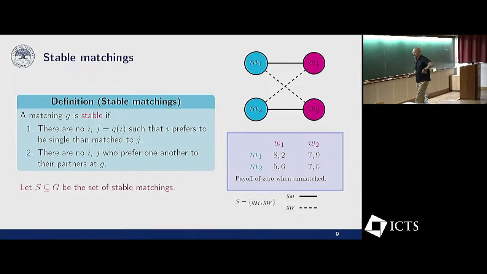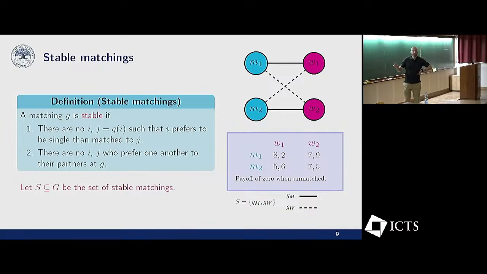This holds. There are no I and J who prefer one another to their partners. But there's also another stable matching. And you see that first stable matching is pretty good for men. They're getting their favorite partners. There's another stable matching, G W. I've indexed them like this for a reason, which is where M1, this is the dashed line, is matched to W2, and M2 is matched to W1.